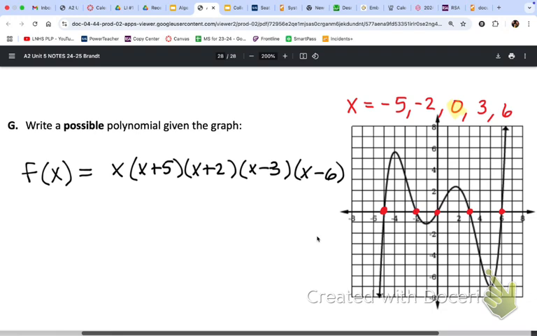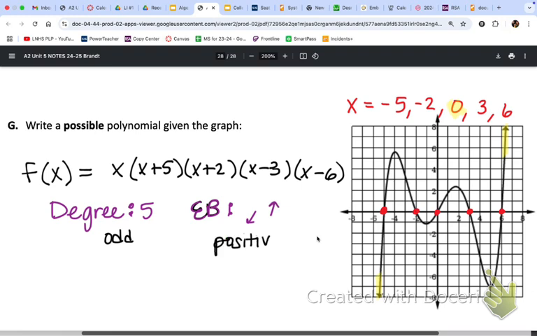Okay, and then you can check this, like check your degree. My degree is 1, 2, 3, 4, 5, because they all have a multiplicity of 1. So degree is 5, which means it's odd. And if you look at your end behavior, it's down, up, which means it needs to be positive, and my leading coefficient is positive, so I should be good. Okay, so just checking those things. We've done this kind of before.